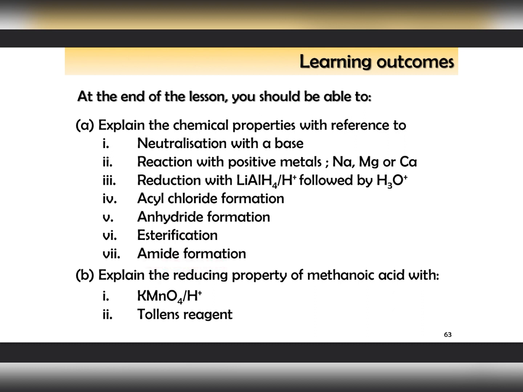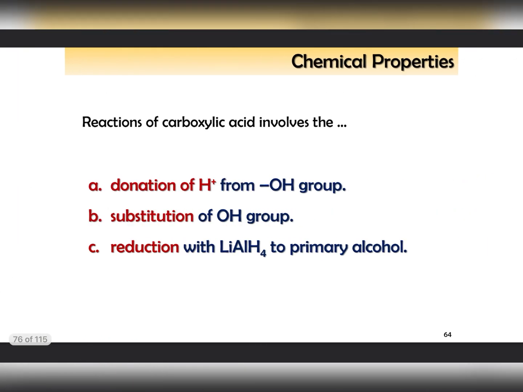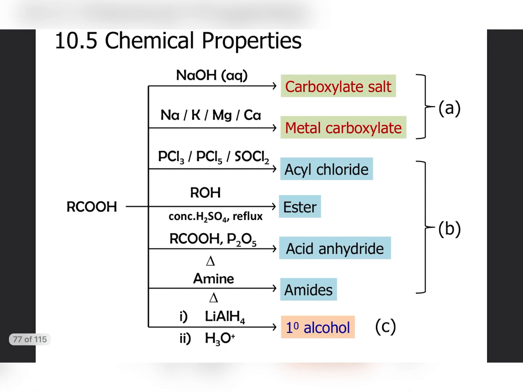And next kita akan tengok the reducing property of methanoic acid with KMnO4, acidified KMnO4, and Tollens reagent. Okay, so reaction of carboxylic acid, it involves donation of H+ from the OH group ataupun substitution of the OH group, or it can also be reduction with lithium aluminum hydride to form primary alcohol. Okay, so basically ini adalah dia punya summary of all the reaction yang ada dalam carboxylic acid. So kita akan tengok one by one.